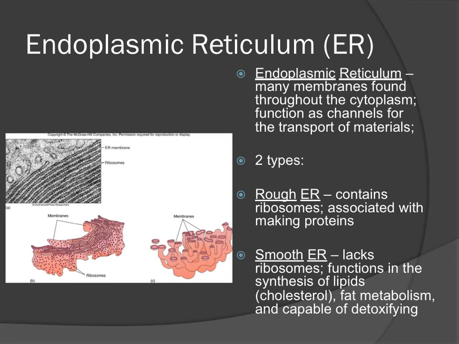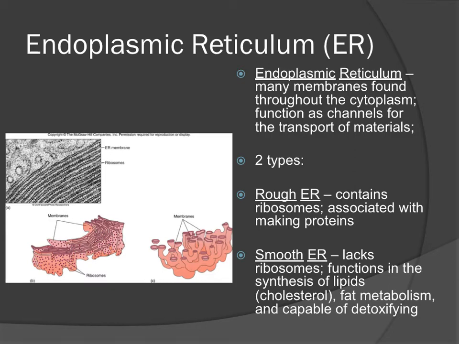We have the endoplasmic reticulum. So the endoplasmic reticulum is basically a network of tubules and flattened sacs that serve a variety of functions in the cell. Now, many membranes found throughout the cytoplasm, and again, they do function as channels for the transport of materials. You have two types. You have the rough ER and you have the smooth ER.